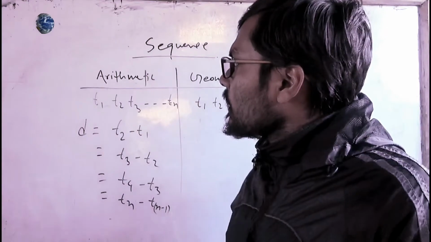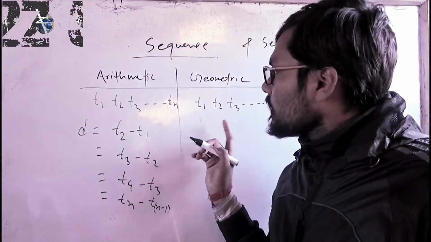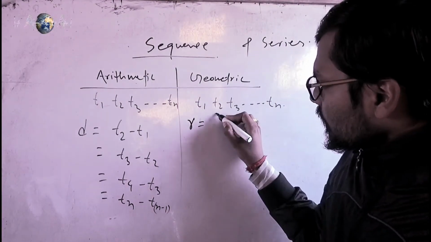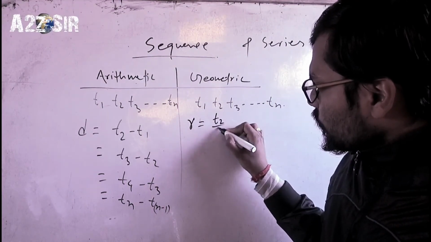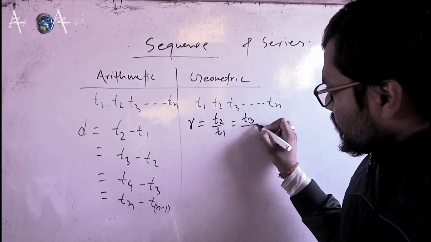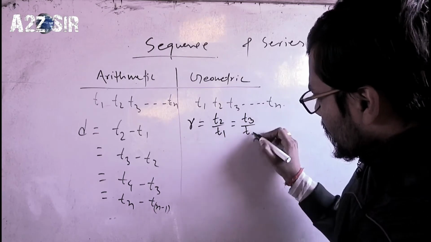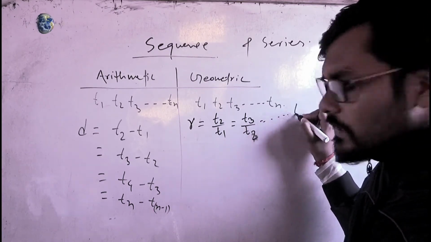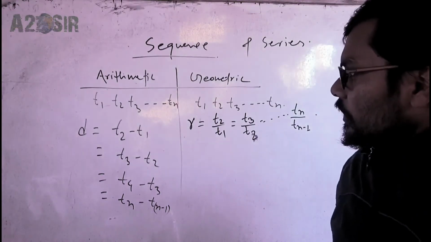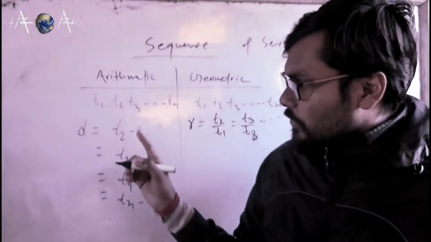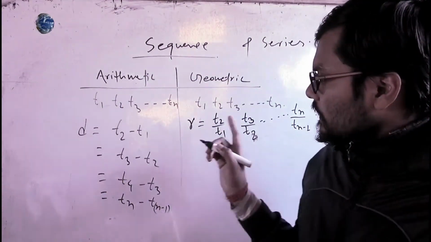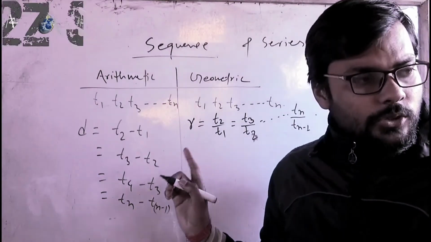Okay, for arithmetic series we go for the difference, and similarly for the geometric series we have to go for the ratio. The ratio can be obtained by dividing T2 by T1. Similarly T3 by T2, and so on, Tn by Tn minus 1. So in a sequence, first we go for the difference, the arithmetic pattern, second we go for the ratio, the geometric pattern.